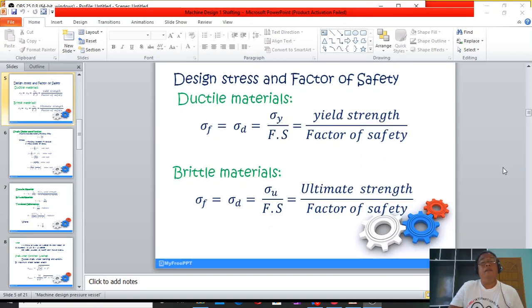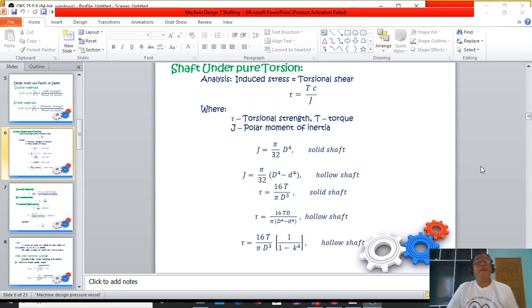Okay? And then, shaft under pure torsion. So, take note class, this is also basic. So, the analysis or the stress acting, of course, for a shaft under pure torsion is torsional stress, where the basic equation is TC over J. So, this is no longer I, class, but this is J, where J is the polar moment of inertia rather. And T is the torque transmitted, and C is, of course, the distance from neutral axis to the outermost fiber.